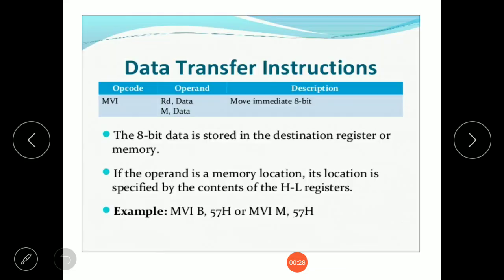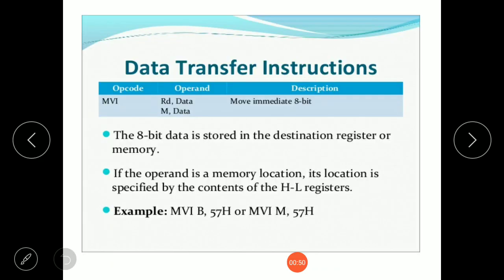So moving ahead with the data transfer group instructions only, the next instruction that we will come across is MVI M, data 8 bits. So what does this instruction do? This instruction copies the 8-bit data into the memory location. So for example, MVI M 57H.